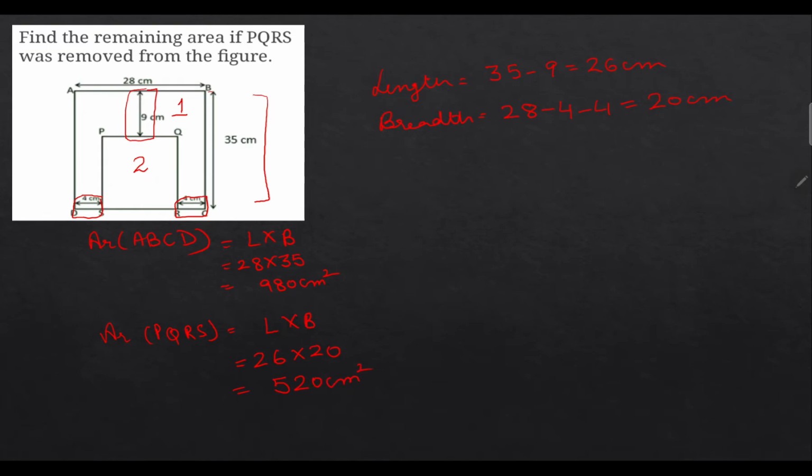Now we got the area. Now after this, we have to find out the area of the remaining, if you will remove PQRS. So what you will do, from ABCD area, that is from 980 centimeter square, you will subtract 520 centimeter square. So the remaining area will be 460 centimeter square. This is the way how you will solve the figure based question for finding out the area of the remaining figure if one part is taken out from the full part. Then let's try the other question.